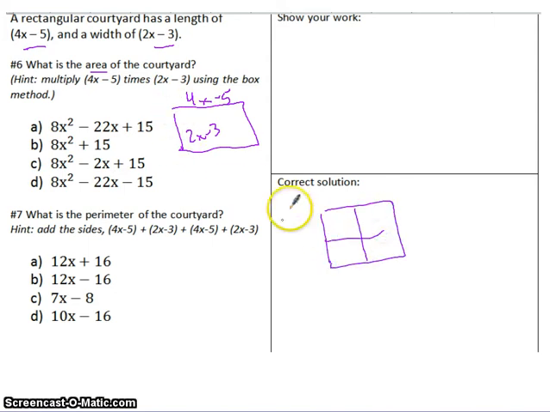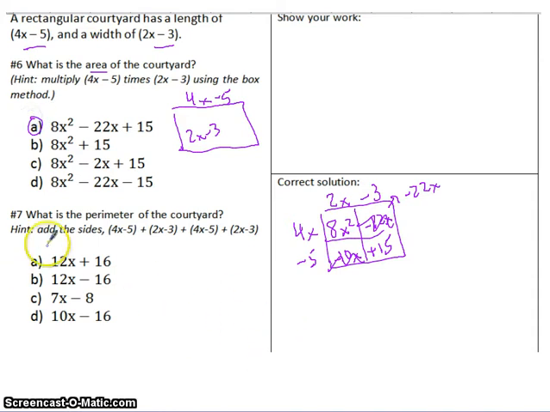In this case, I've got two binomials, 4x minus 5 and 2x minus 3. So I start multiplying 8x squared. This is assignment number 22. So if you're not following along, you need to do 21 and 22. 8x squared minus 12x minus 10x plus 15. And then the terms on the diagonal add up to negative 22x. So my grand total is 8x squared minus 22x plus 15, which is A.